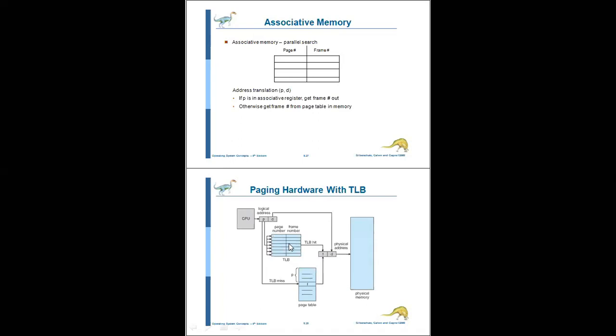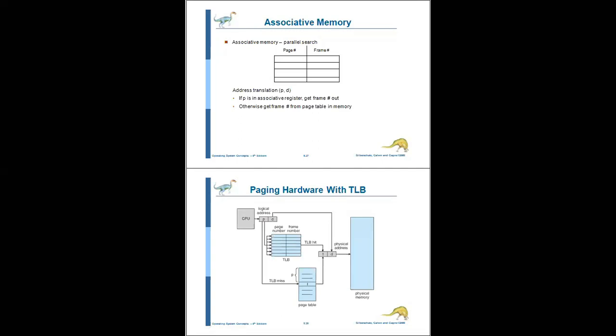If you have to find some page number that is not in the TLB, it will be a TLB miss. So this is the TLB hit and TLB miss. Very, very important: translation look aside buffer.